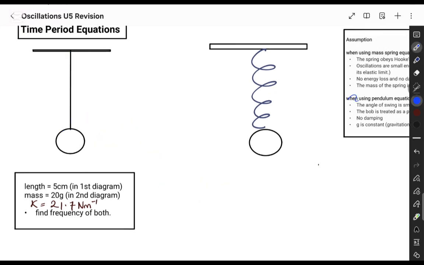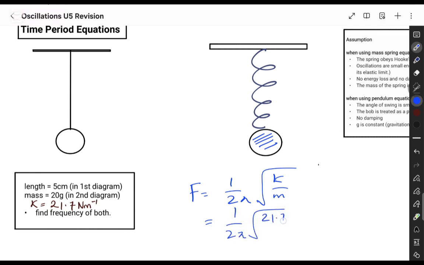Okay, the second question, we have the spring again and we have a mass. Now for here we're going to do frequency is equal to 1 over 2 pi square root k over m. So I'm going to do 1 over 2 pi square root 21.7 over 20 times 10 to the power of minus 3. So this is going to be 5.24 hertz. And you can find the time period as well.